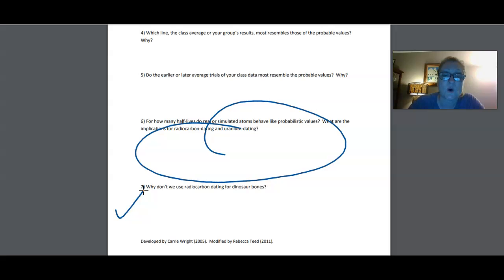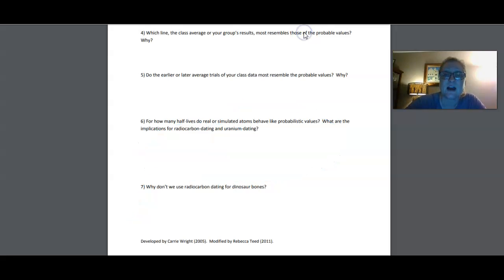Why don't we use radiocarbon dating for dinosaur bones? Think about some of the ages that we've had projected for some of the dinosaur bones we found, like the hominid skulls and hominid skeletons. That's going to be your answer for number 7. Why can't we use radiocarbon? And if you review your video, I told you the answer to that.